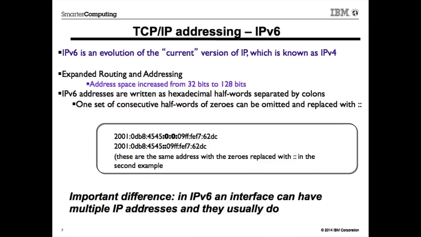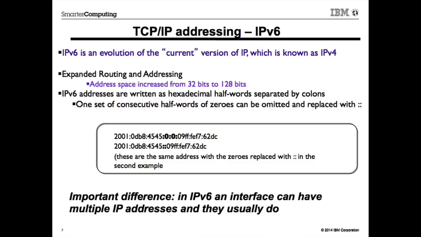So there's another important difference, which is that in IPv4, an IP interface usually has a single IP address. In IPv6, IP interfaces can have multiple IP addresses, and they usually do. They almost always have at least 2, which I'll get into in a minute.